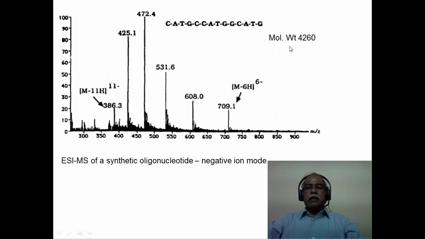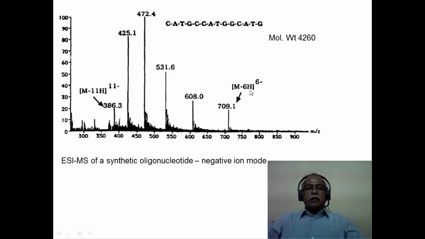Here is a DNA sequence. The sequence is shown here very clearly. DNA, remember, the skeleton of DNA has phosphate units which are negatively charged. So it is advantageous to do negative ion mode mass spectrometry in the case of DNA samples, because DNAs are naturally negatively charged on the periphery because of the phosphate linkages in the DNA molecule. So this is a 6 minus charged species. The molecular weight is 4,260.